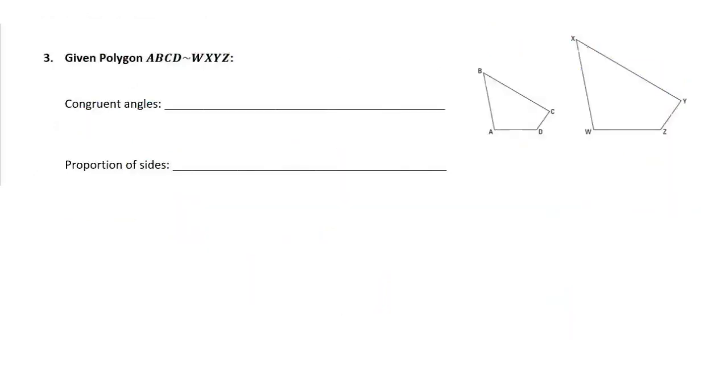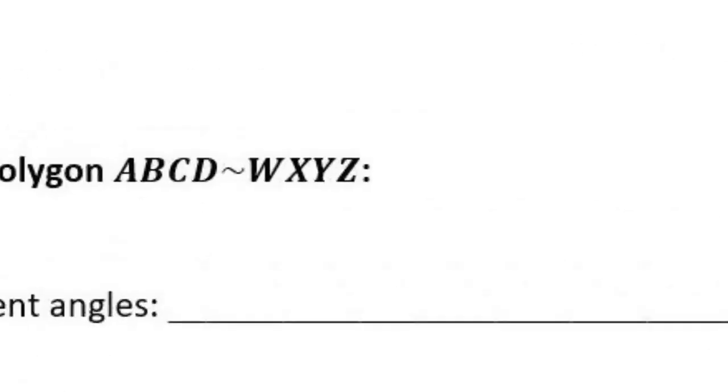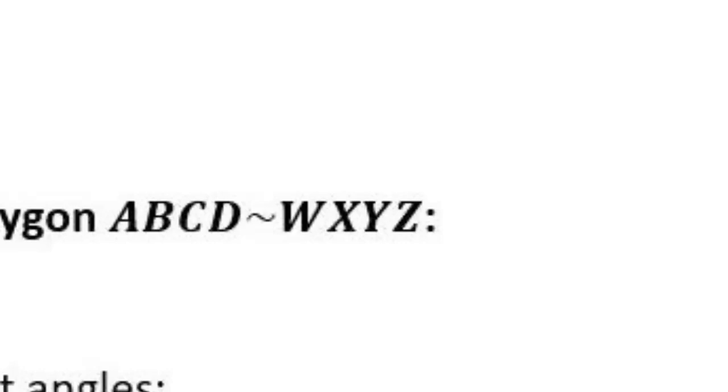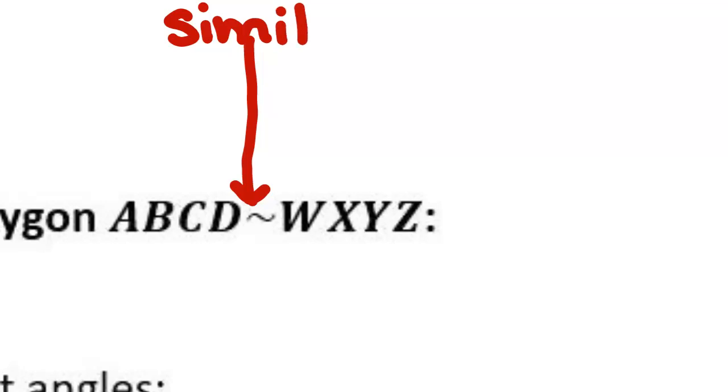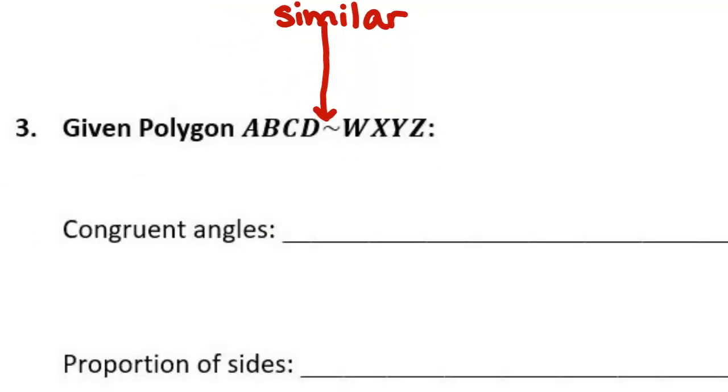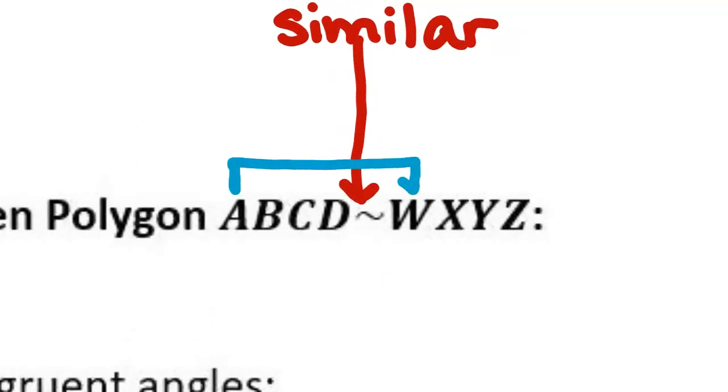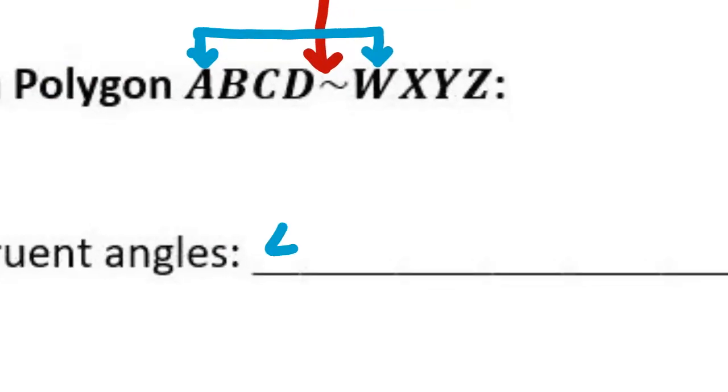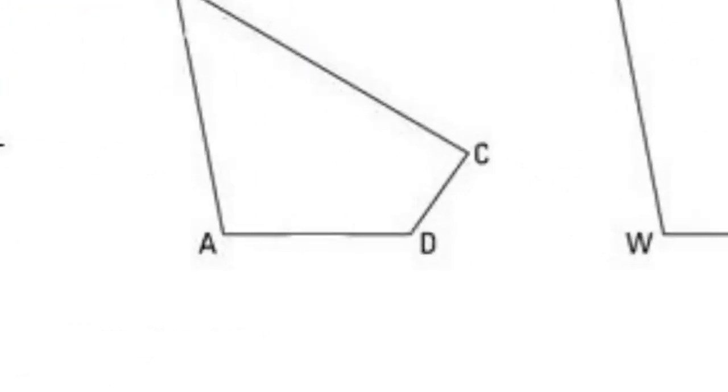A similarity statement is very, very similar. It works almost the exact same way, except instead of telling me about congruent sides, it's going to tell me about proportional sides. So down here on number 3, this little squiggle that is in between the two figure names, this means similar. And when I have two similar figures, and it's written as this statement with the squiggle in between, the first letter in each of those figure names, so A and W, they're telling me that those two angles are corresponding, and so they would be congruent to each other. So angle A is congruent to angle W because of the way that congruence statement is written.